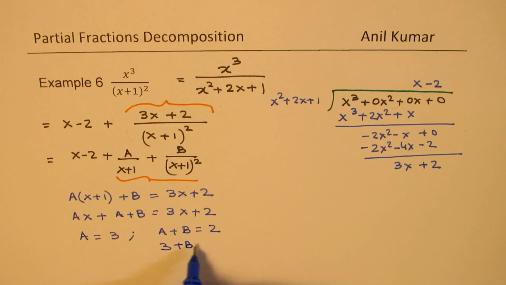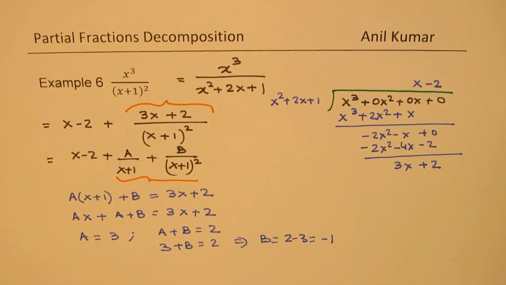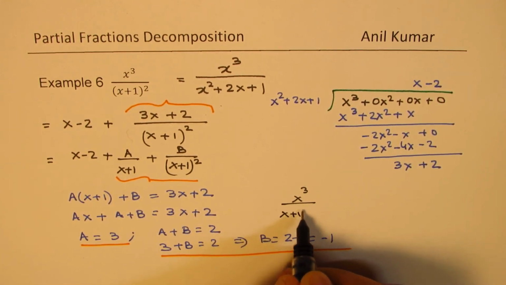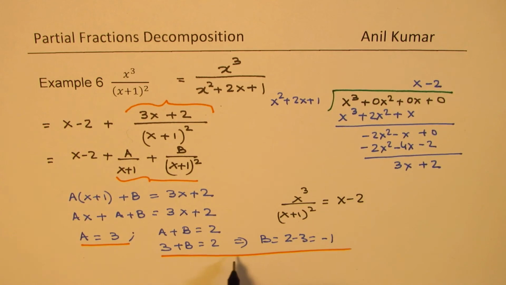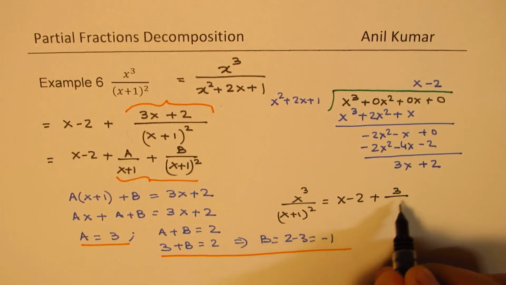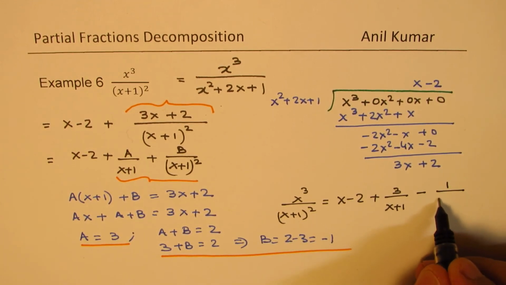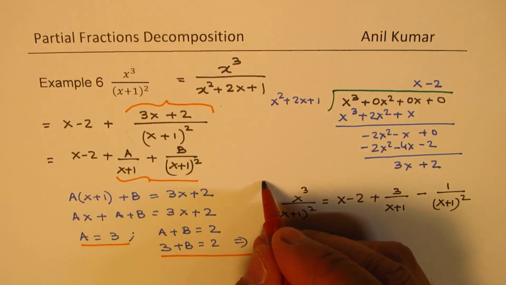Substituting 3 here, we know 3 plus b is 2, and that gives us b equals 2 minus 3, which is minus 1. And therefore we can now write down the result, right? Since we know what a and b are, we have this answer: x cubed over (x plus 1) whole squared will be equal to x minus 2, a is 3 for us, plus 3 over (x plus 1), and b is minus 1, so minus 1 over (x plus 1) whole squared. Is that clear? So that is how we are going to get this result.